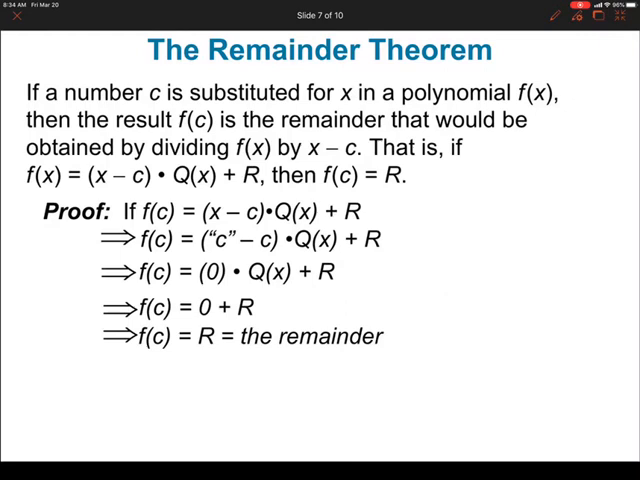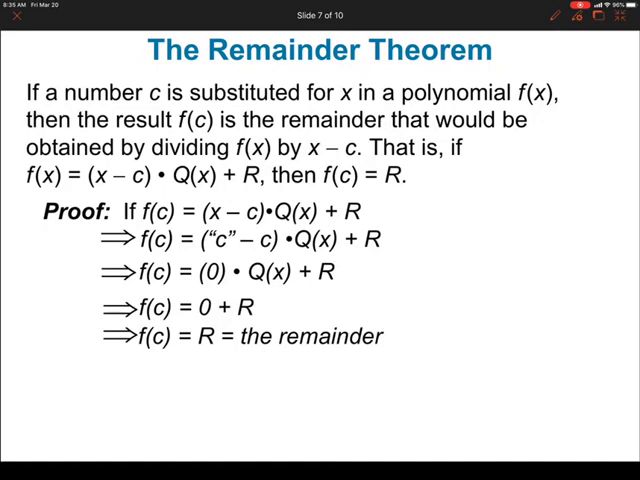So again, we're going to do division, right? f of x divided by x minus c. Once we divide, the remainder from that polynomial division will equal the function value of the input c into f of x. And again, we can show that with our polynomial division statement.